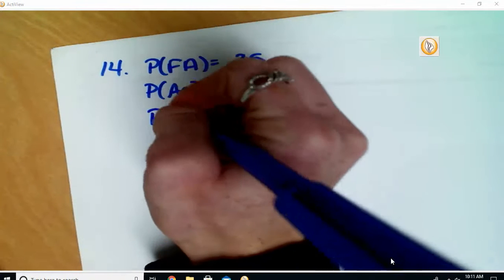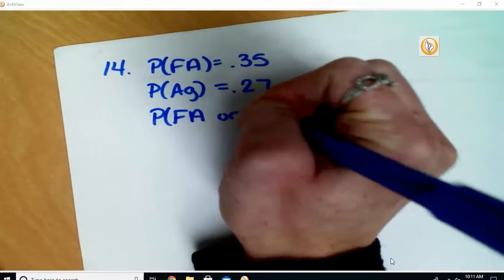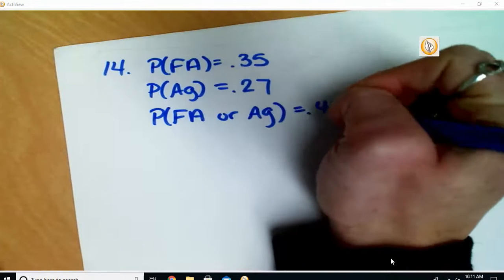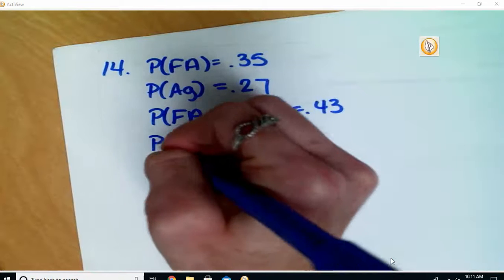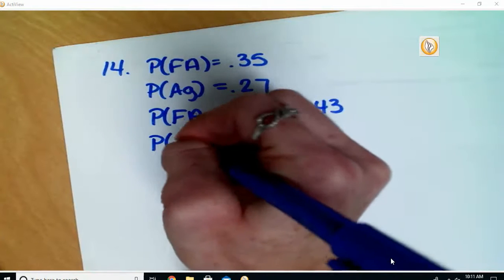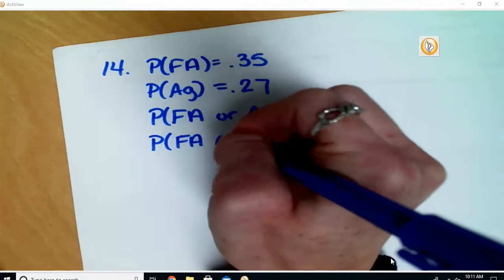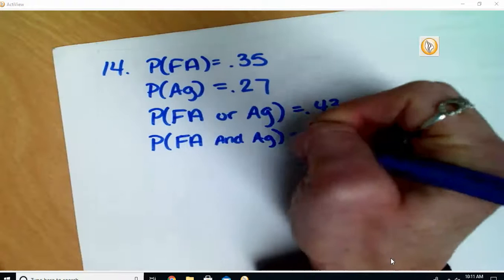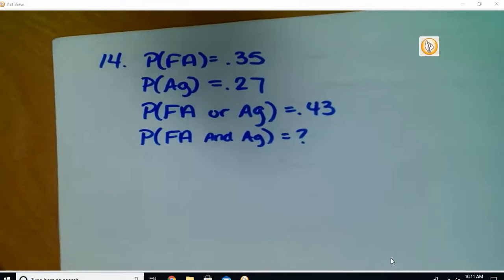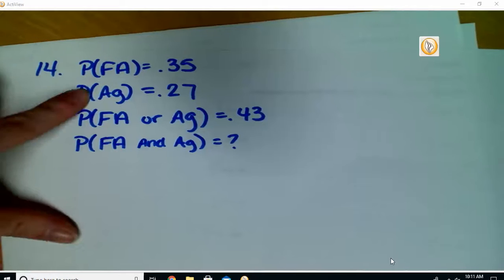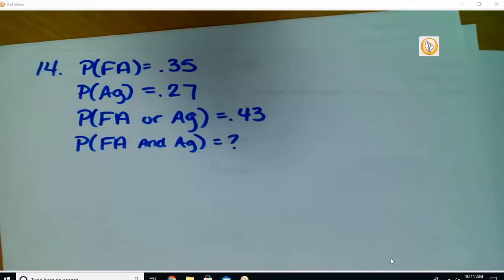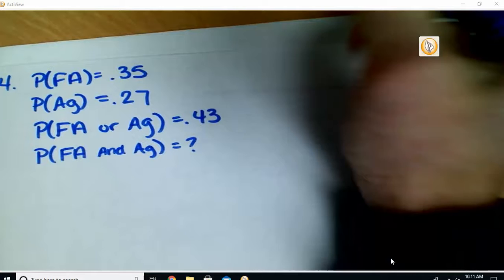43% are enrolled in fine arts or ag. So the probability of fine arts or ag, 0.43. How many are enrolled in both? So the probability of fine arts and ag. That's what I'm trying to find. So then if you look at your formula sheet, you need something that has the individual probabilities, the OR, and the AND in there. And I think it's at the very bottom of the first page.